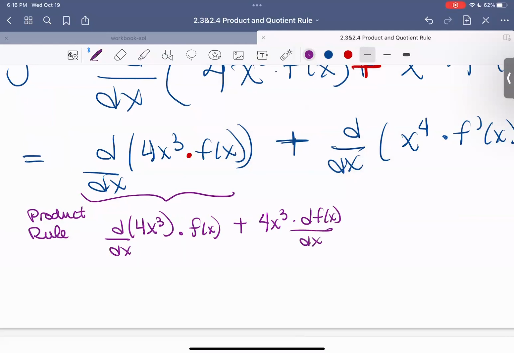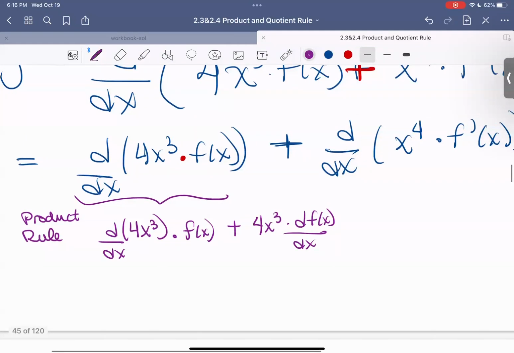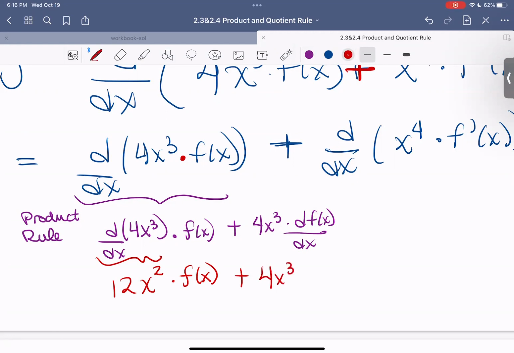So now we can clean this up a little further. So the derivative of 4x cubed, well, using the power rule, that just becomes 4 times 3, which is 12, x, and then 1 is removed from the exponent. So 3 minus 1 is 2, times f. Then we have plus 4x cubed remains, and then the derivative of f is just f prime. Okay, not too bad. So that's that first term here.